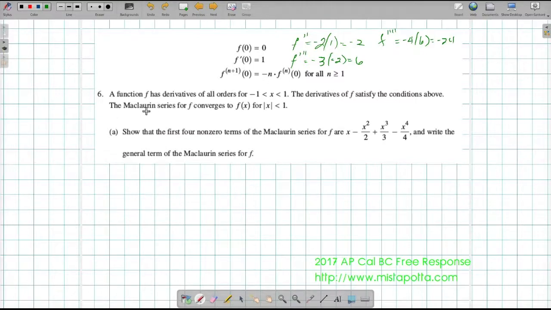I can keep going with this pattern. But remember that a Maclaurin series is going to be the sum of the nth derivative at 0 times x to the n over n factorial. So for us, the first 4 non-zero terms are going to be, well, there's my first non-zero term. That's going to be 1x to the first over 1 factorial. Here is my second term. That's going to be -2x to the second power over 2 factorial. Here's my next term. It's going to be, did I do that right? I didn't do it right.